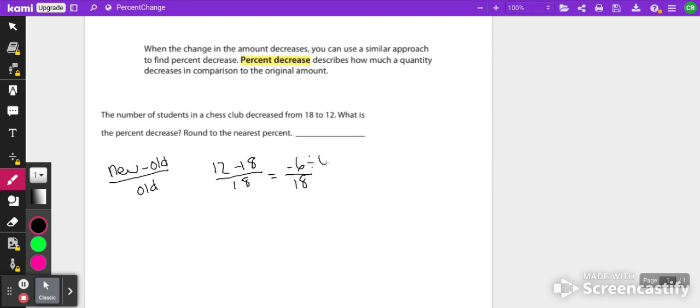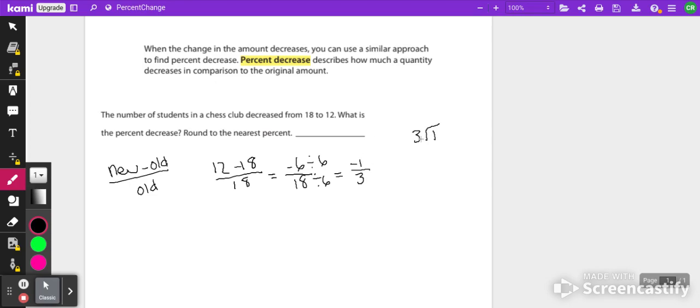I'm going to go ahead and simplify that down. I know that 6 goes into both of these numbers. So that would give me negative 1 over 3. Again, the negative is just showing that it decreases, so we're not actually going to use it in our answer. So we've got 1/3. You would divide that to get your decimal or set it up over 100. Since I know that 3 doesn't go into 100, I'm just going to divide it. So I've got 1 divided by 3.